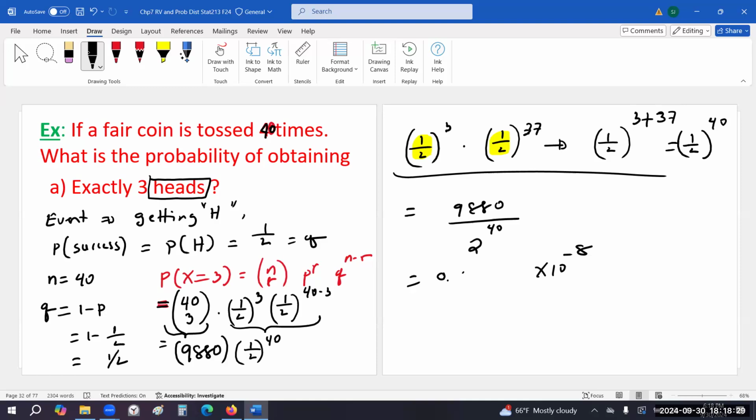Oh, actually, 898. Yeah. So it's actually 1, 2, 3, 4, 5, 6, 7, 8 zeros, and then 898. It's a very, very small chance. When you flip it 40 times, exactly 3 heads rarely happens. Not likely.